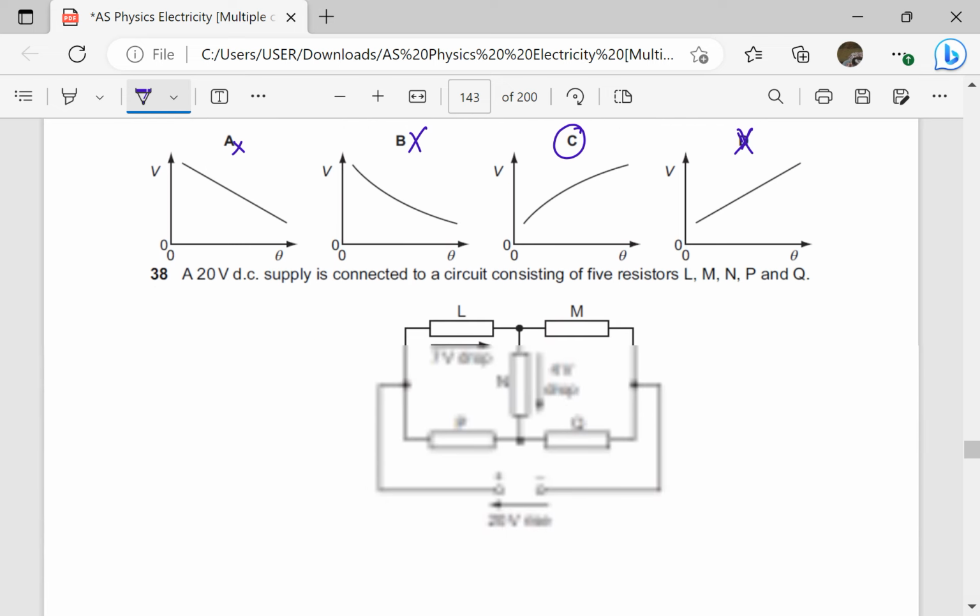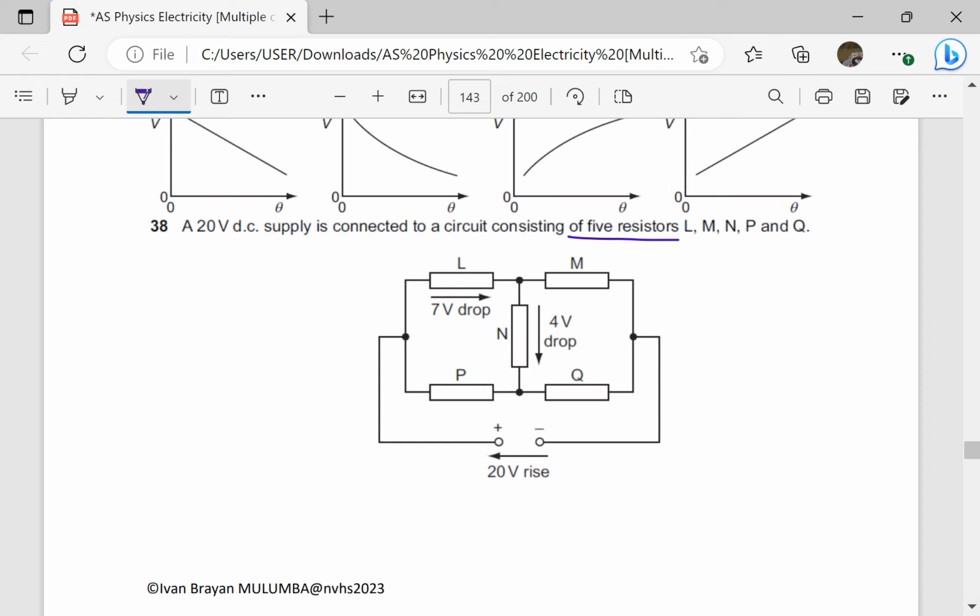A 20 volts DC supply is connected to a circuit consisting of 5 resistors L, M, N, P, and Q. If you have been following very well, this is a repeated question. We have done it more than 2 times earlier on. So if this is 20 volts, remember this resistor here is neither in series nor in parallel. So the PD across P plus the PD across Q should be 20. The PD across L plus the PD across M up to this point should also be 20.